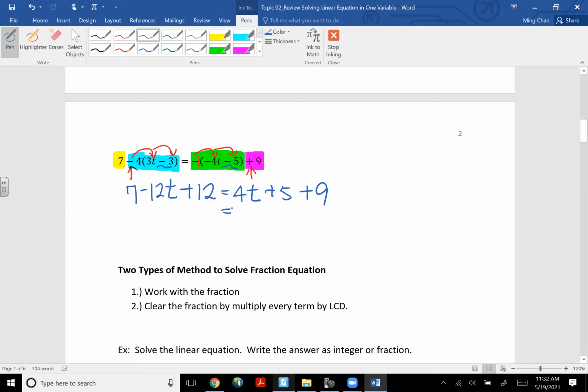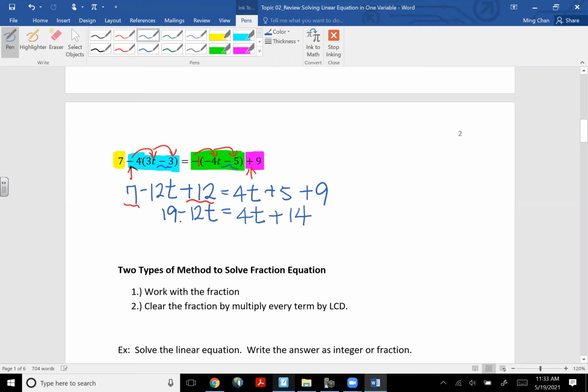All right, step number 3, combine like terms on each side. So left side, I can combine 7 and 12. So that should give me 19. -12t, still -12t. All right, equal sign is here. The right side, 5 and 9 can be combined. So 4t, still 4t. 5 plus 9, +14.